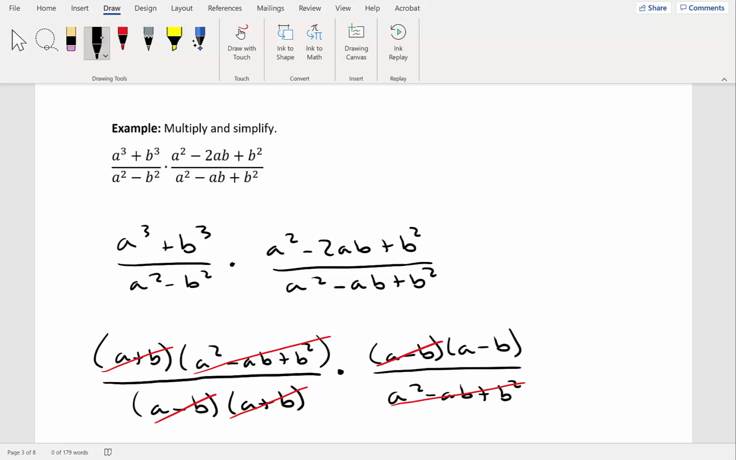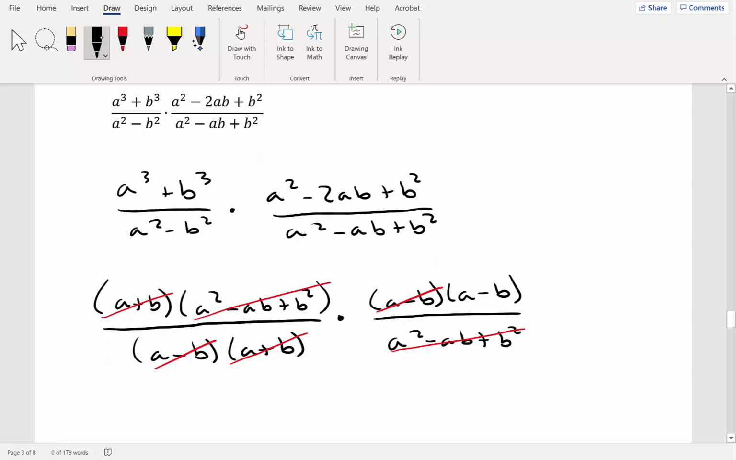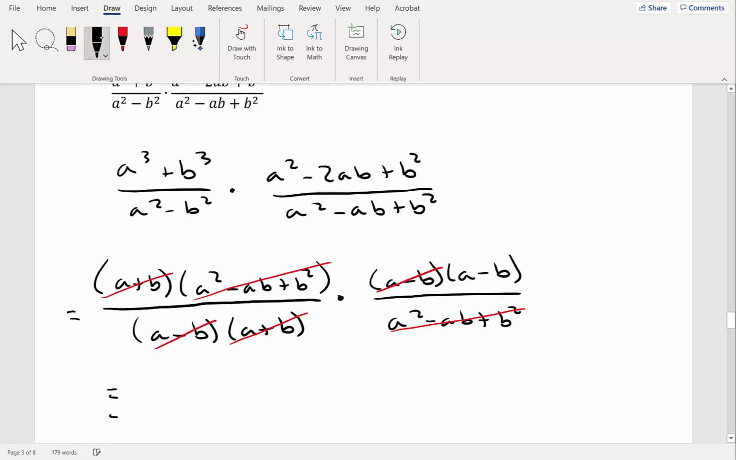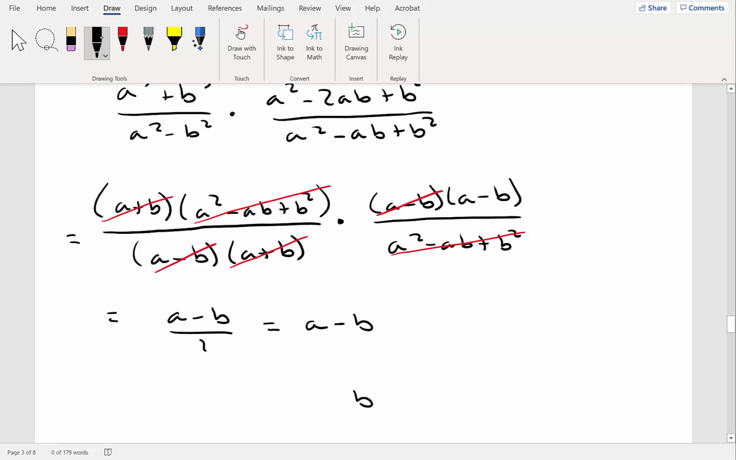So now all that I'm left with, in the numerator I have a minus b, and then the denominator there wasn't anything left. There's really just a 1 that's left over. So now a minus b over 1, this just gives me a minus b. And now it's completely simplified.